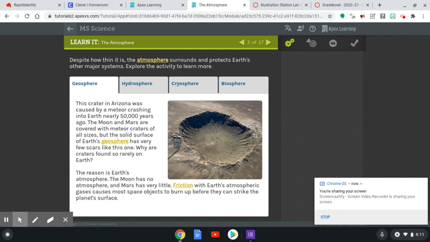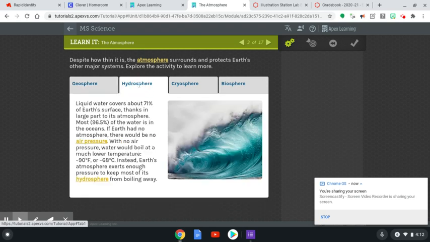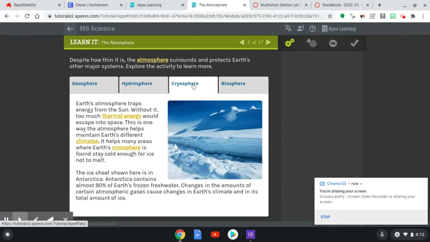When we were talking about the atmosphere and the importance of the atmosphere, basically, the atmosphere is very important because it protects us from meteors. Our atmosphere also helps keep all the water from boiling away. Our atmosphere protects us from the radiation from the sun.